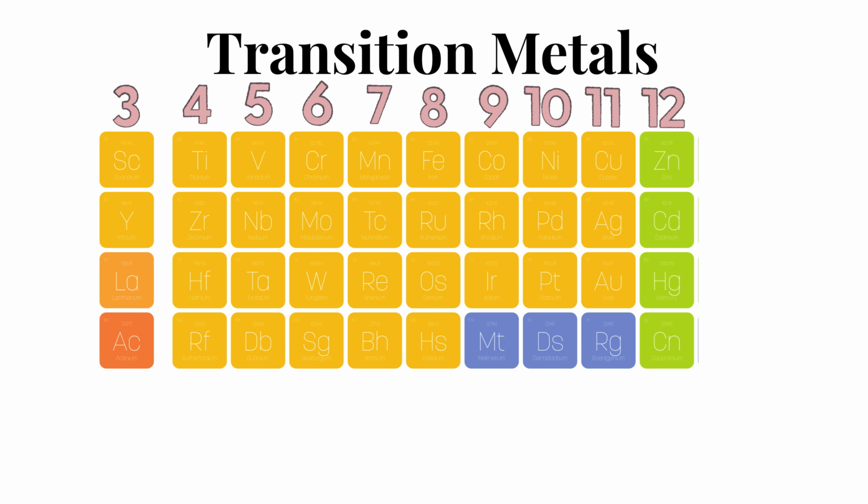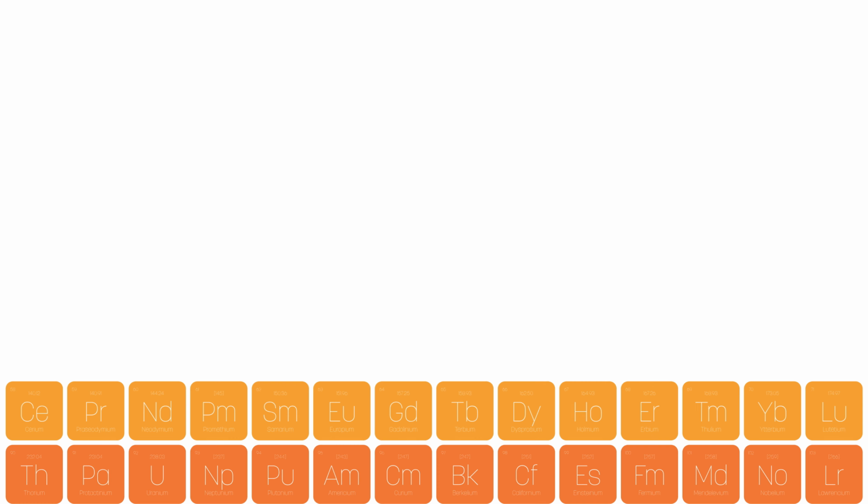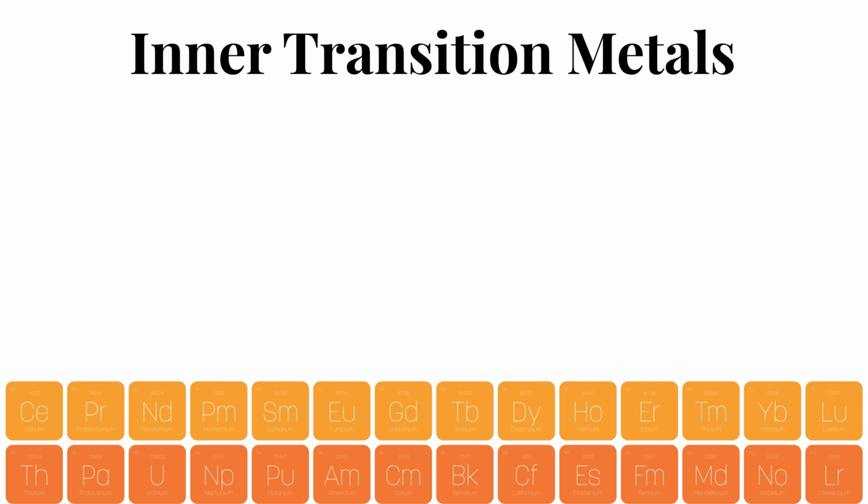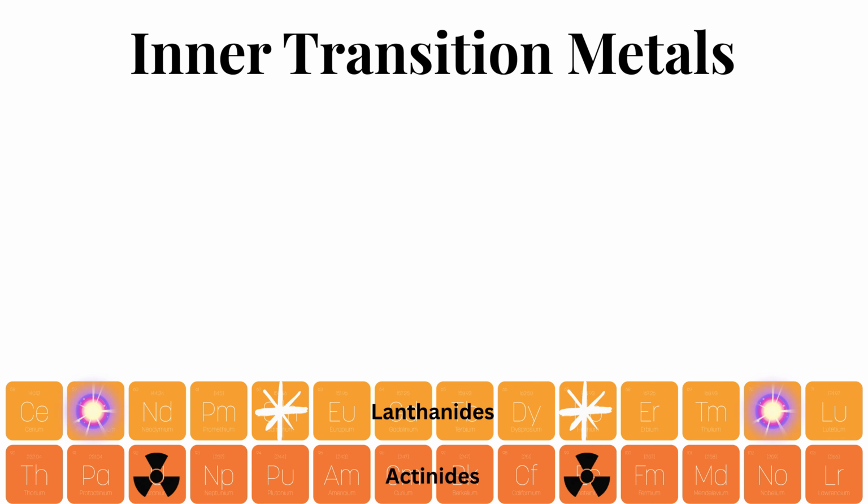Transition metals in the D block form colorful compounds and have multiple oxidation states, meaning they can form different types of ions. Finally, the inner transition metals in the F block. The lanthanides are shiny and reactive, while the actinides are mostly radioactive, like uranium and plutonium.